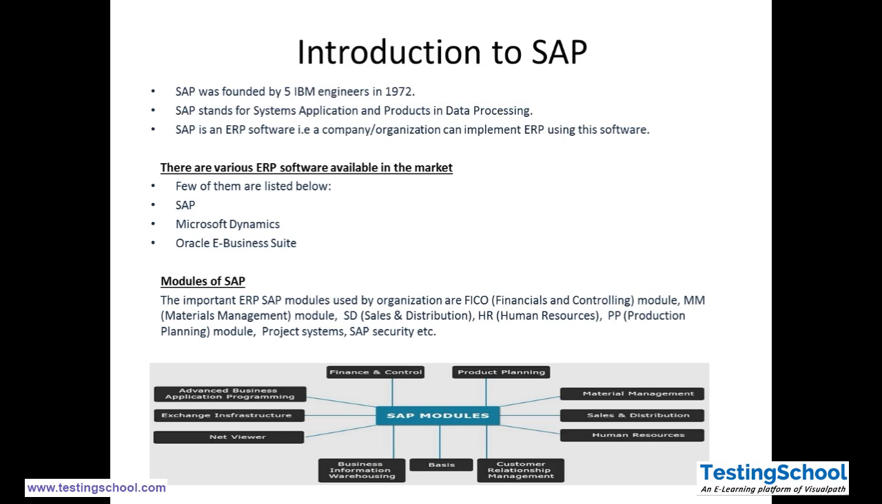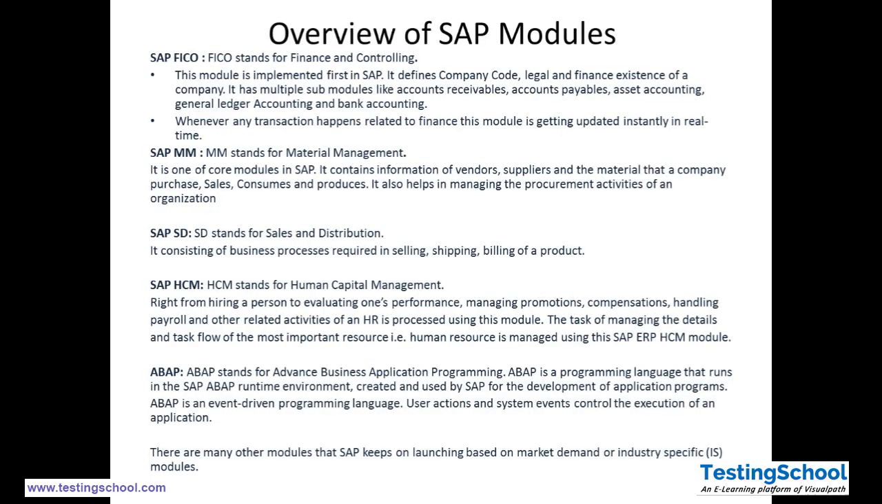Let's start with the next part. Overview of SAP modules, where SAP FICO stands for Finance and Controlling. This module is implemented first in SAP. While implementing, suppose an organization which does not have SAP, either it is running on different softwares, or it is an old kind of business where departments are segregated in different buildings and they are running without ERP. So in that case, we have to analyze how to implement the SAP.